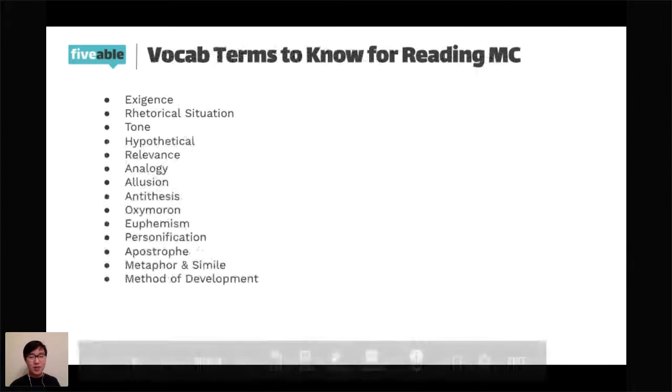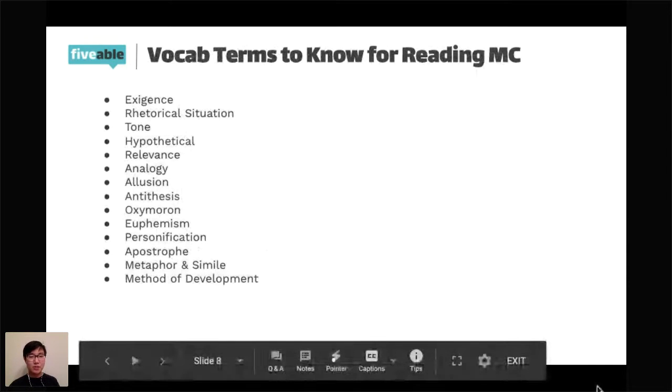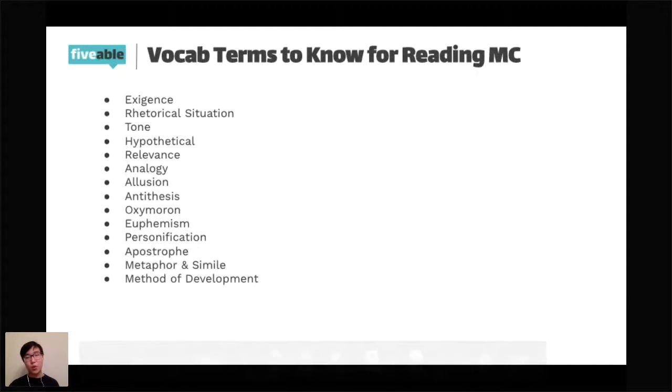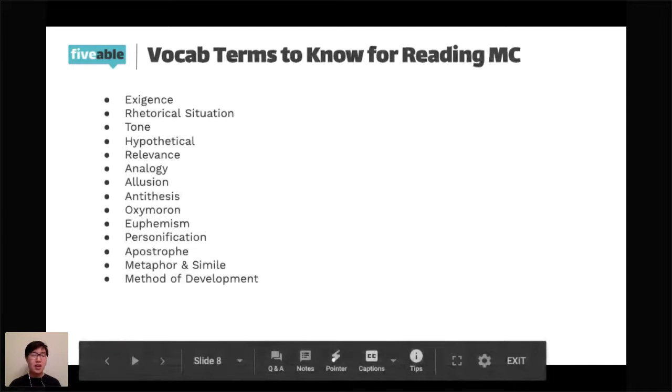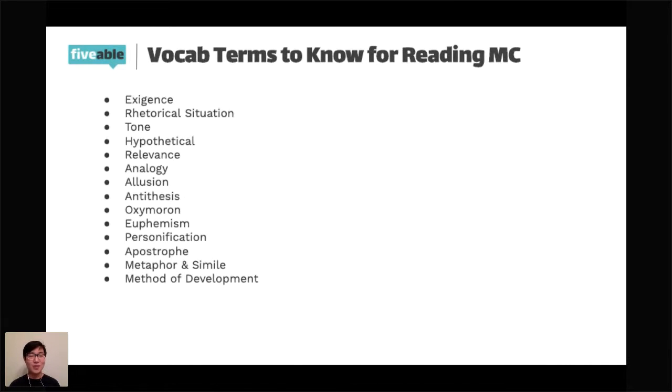All right, so let's go over some key vocabulary terms. You could probably do a quick Google search for what vocabulary you need to know for the AP English Language exam, but here are a few that I think are pretty important. The first 5 that I've highlighted here: exigence, rhetorical situation, tone, hypothetical, relevance. These 5 are really important because they showed up on the practice set of AP questions that College Board released. So exigence is the urgency.